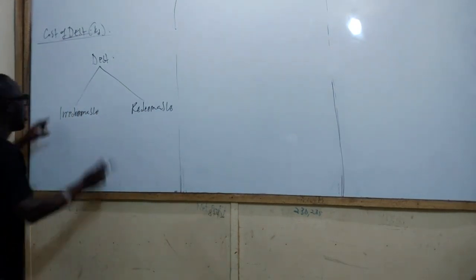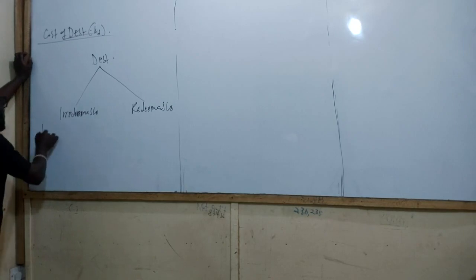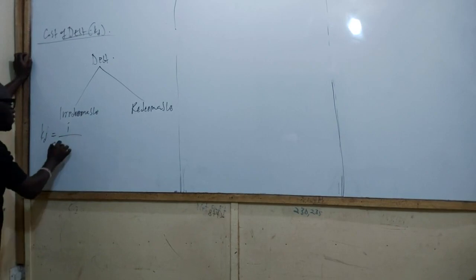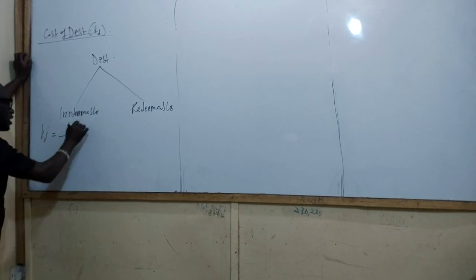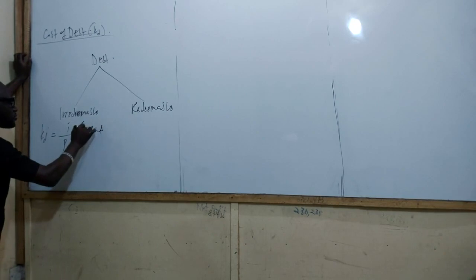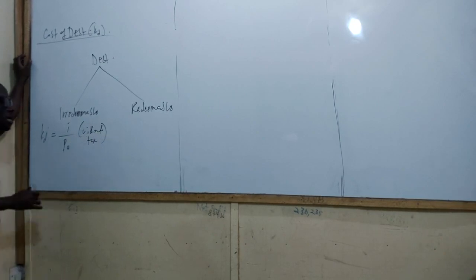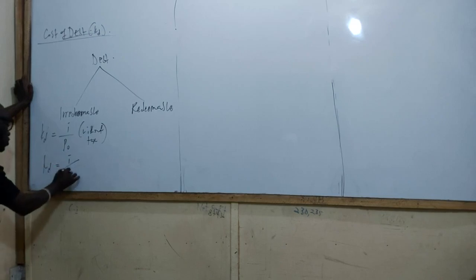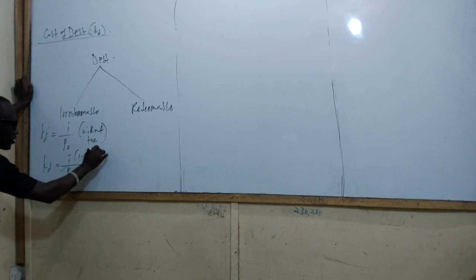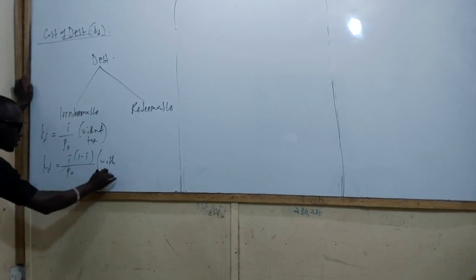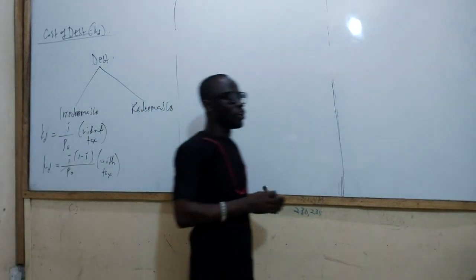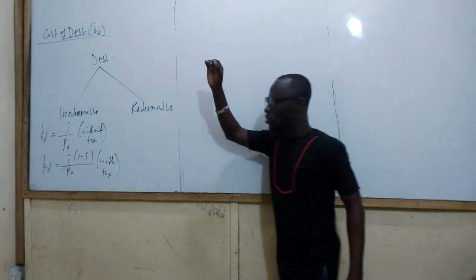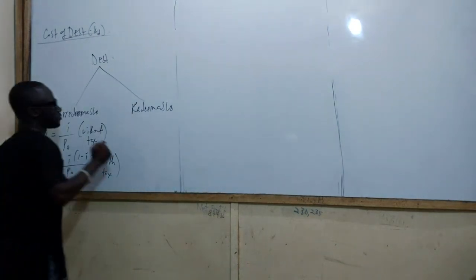What does that mean? For irredeemable debt, the cost of debt KD equals I over PO. This is without tax. But if we take tax into consideration, KD will be equal to I over PO times 1 minus tax. So this is with tax. That is how we calculate the cost of debt for irredeemable debt.